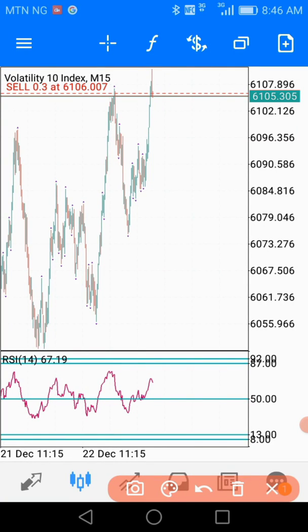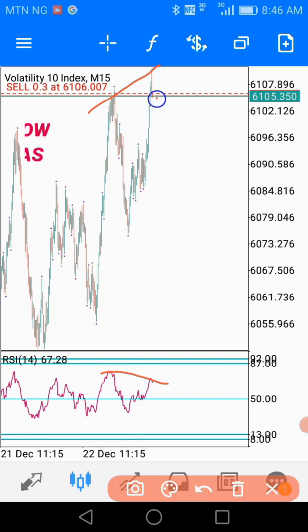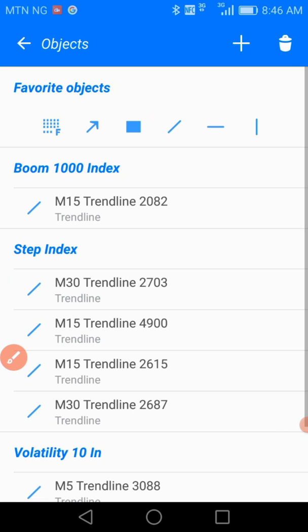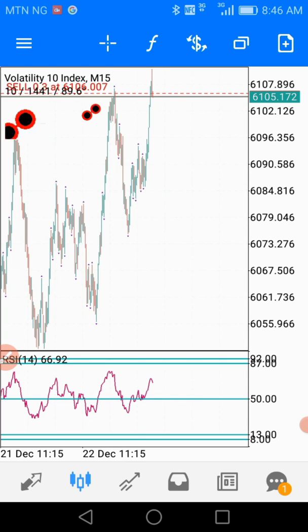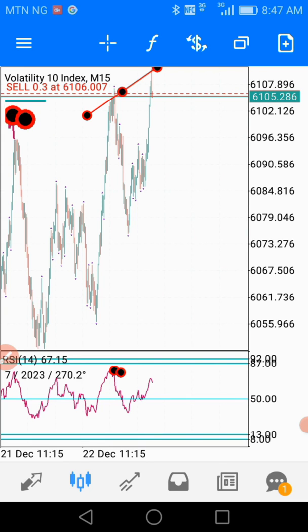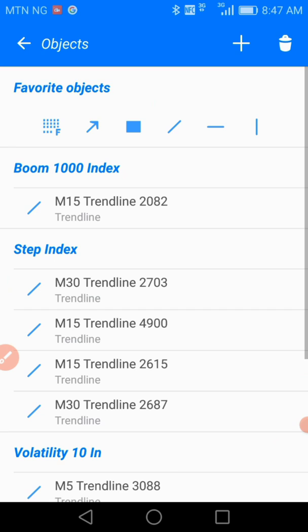Okay guys, quickly, there's a regular bearish divergence playing out here on Volatility 10 Index, just as you can see. And then please let me quickly put my trend line to spot the divergence. I hope you can see it on both price and then the indicator. Yes, that is what we call regular bearish divergence.